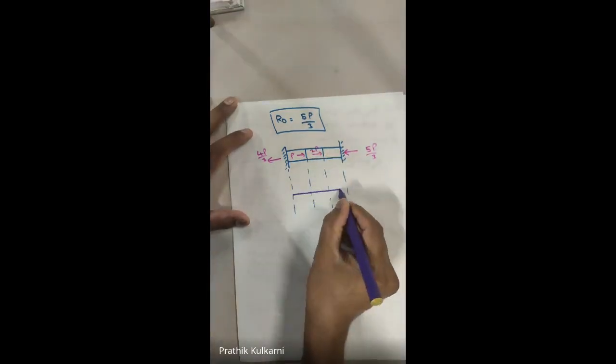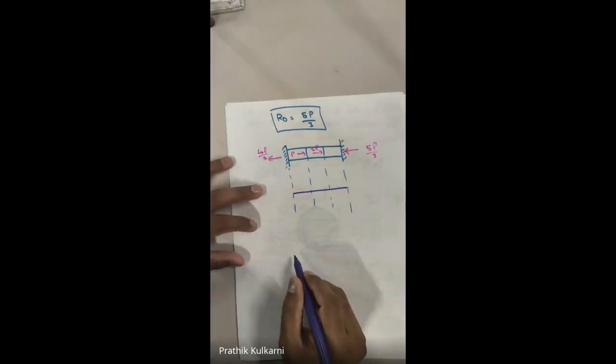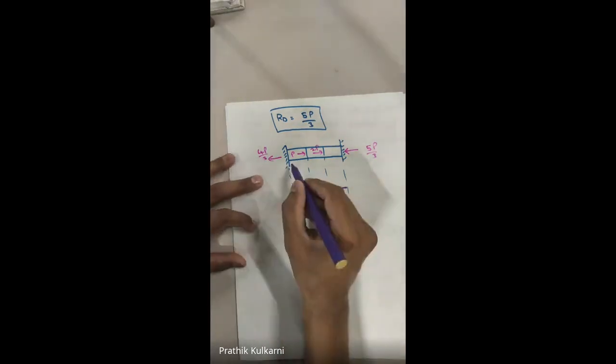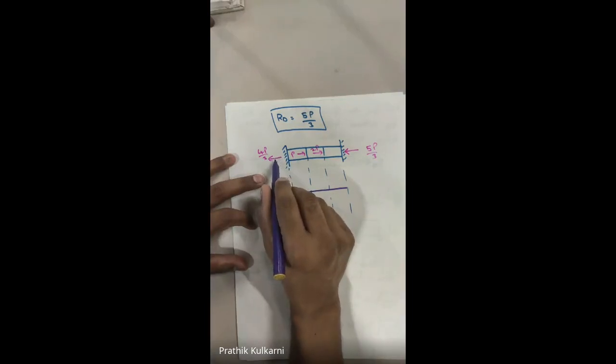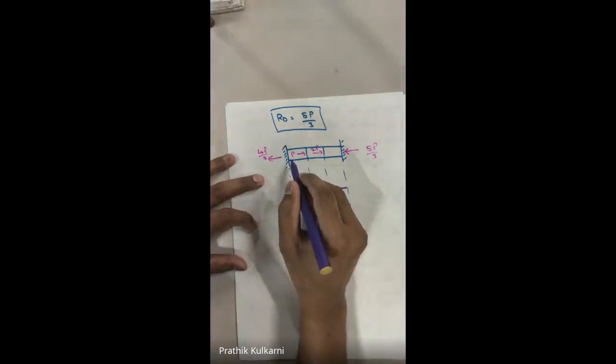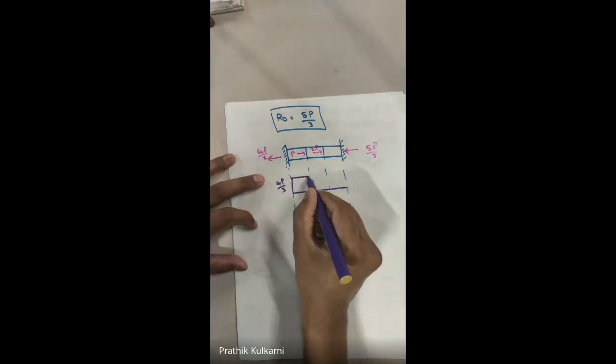Yes. As I said, tensile means elongation, so we will take it positive; compression, we will take negative. So what is happening here, this portion is pulling you, this is pulling, so there is elongation. Fine. If there is elongation, it will go up, which is equal to 4P by 3. Fine. Then there will be a straight line.